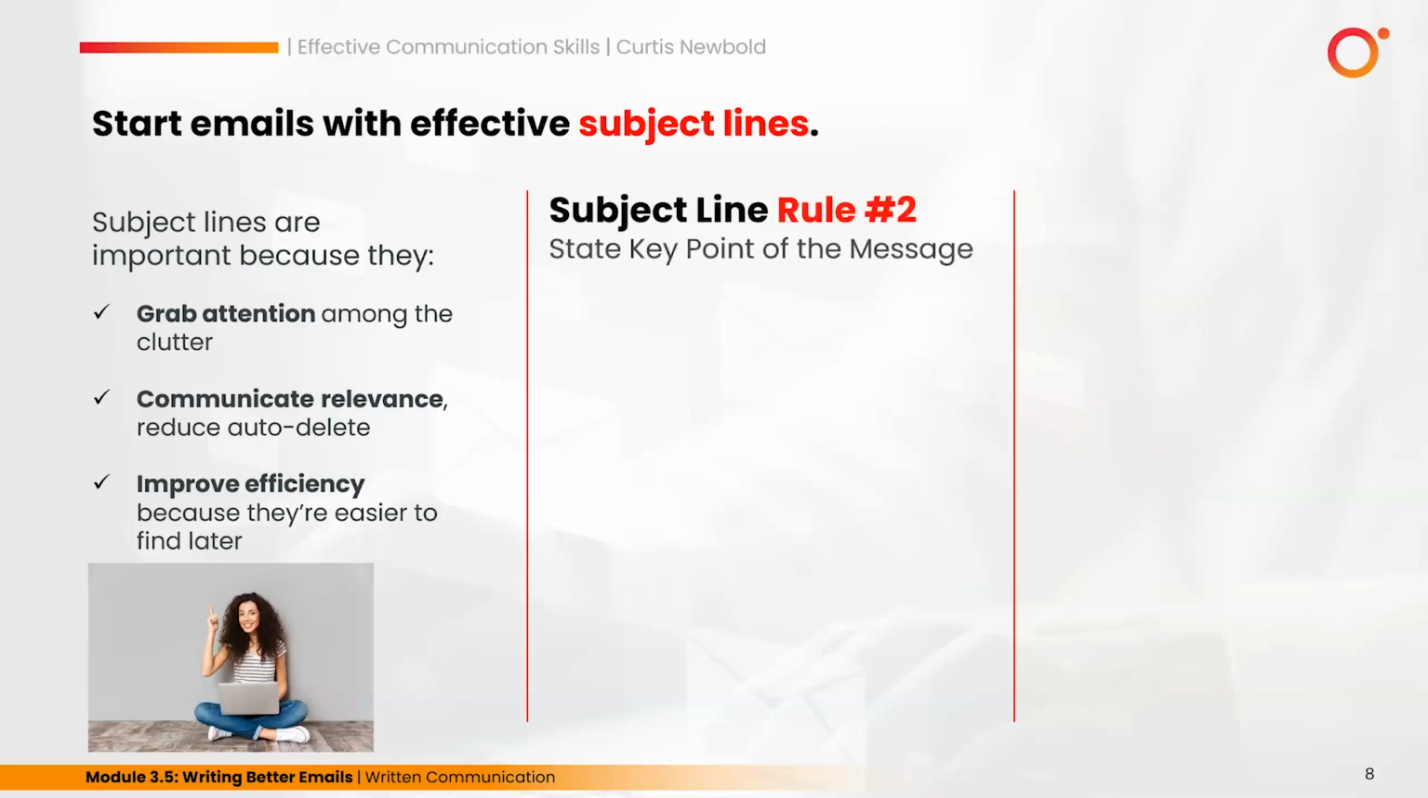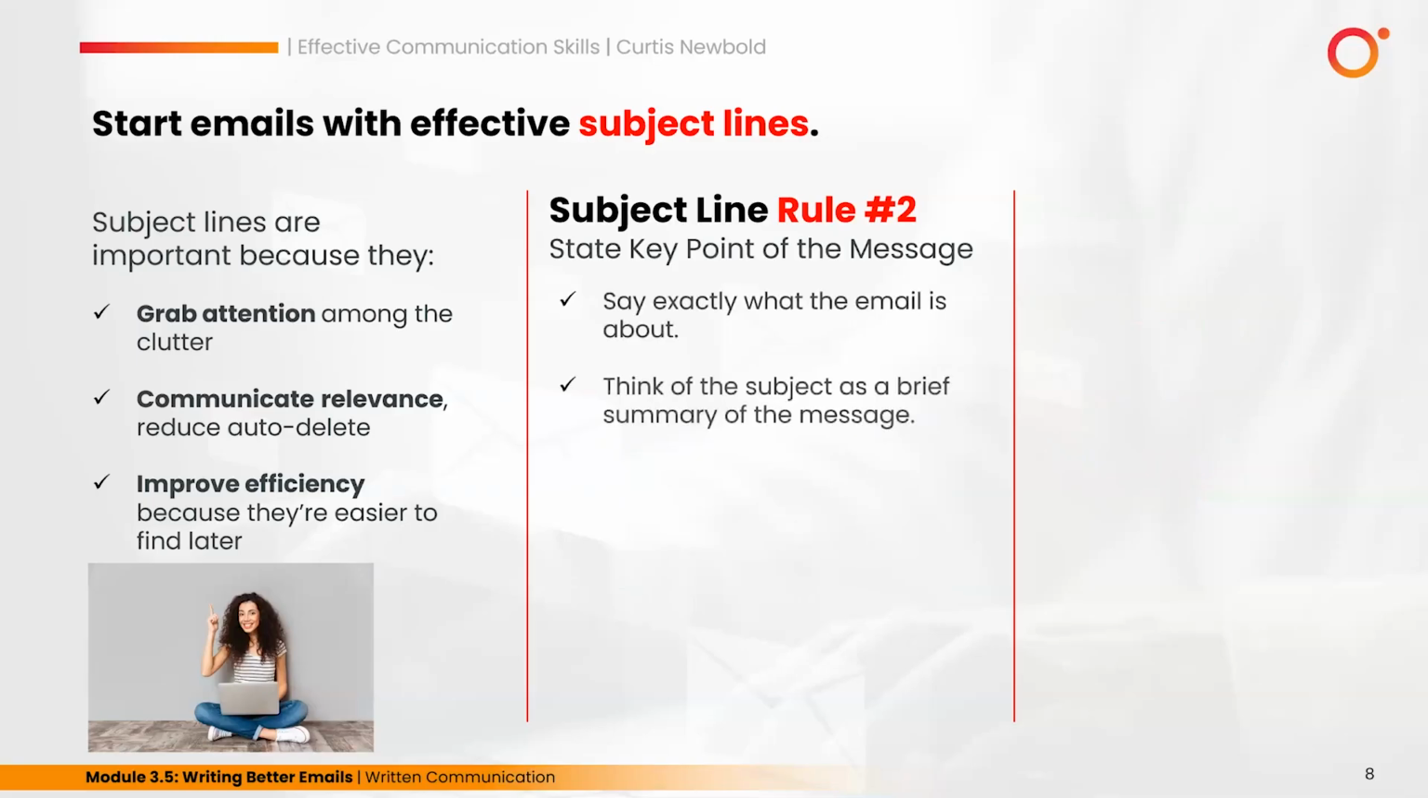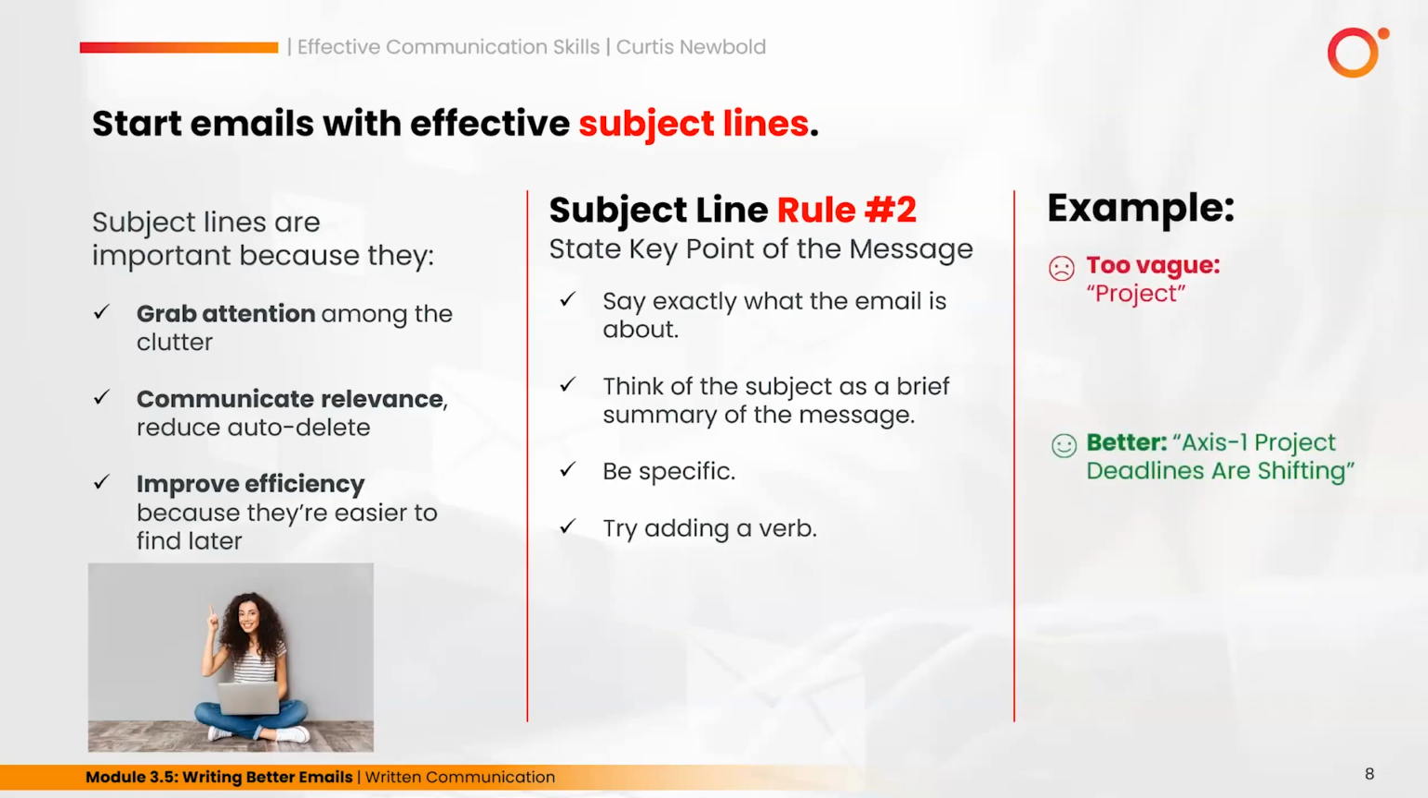Okay. Subject line rule number 2, state your key point of the message. That should be directly in the subject line. Say exactly what the email is about. Think of the subject as a brief summary of the message. The subject line should be a brief summary of the entire message. Then just be as specific as possible. And sometimes it helps if you try adding a verb. If you can't think of what to put, be thinking, what's the action that is actually being described in the email? Sometimes that can help.